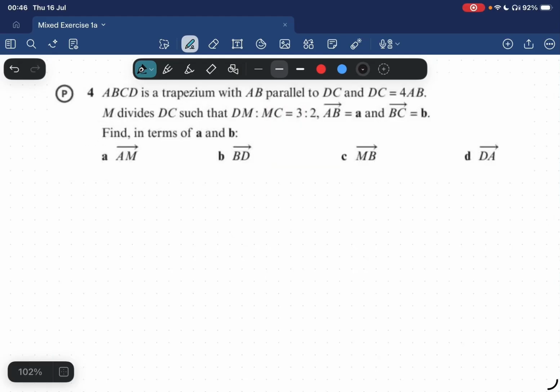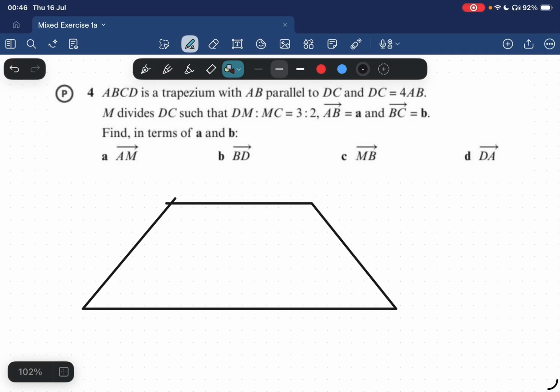Okay, here we have question 4. We have a trapezium with AB parallel to DC. Let's draw out our trapezium. DC is 4 times AB, so let's make the top one AB, from A to B, and it's parallel to the bottom one, which goes from D to C. M divides DC so that DM to MC is 3 to 2, so DM is just a bit bigger than MC.